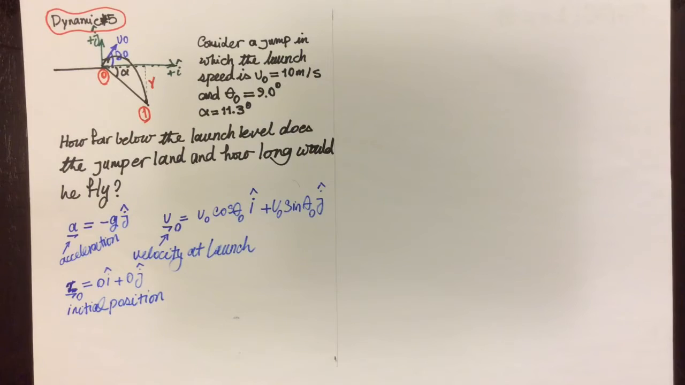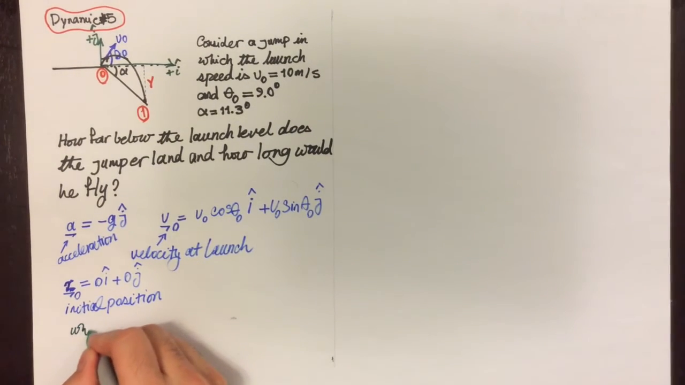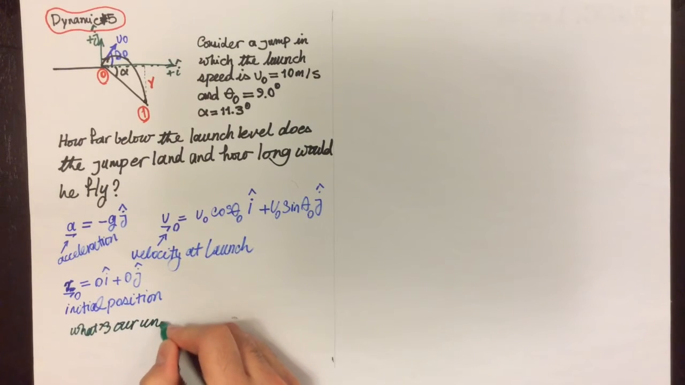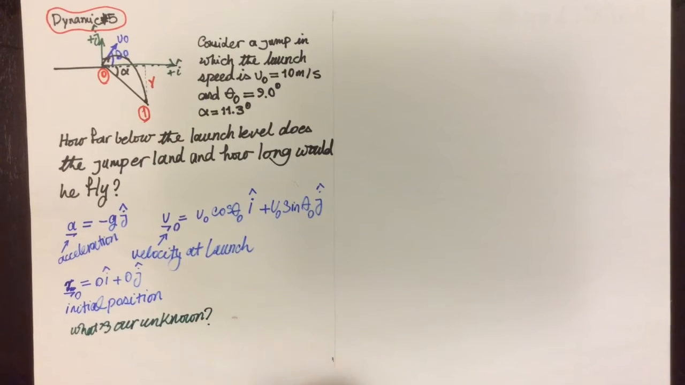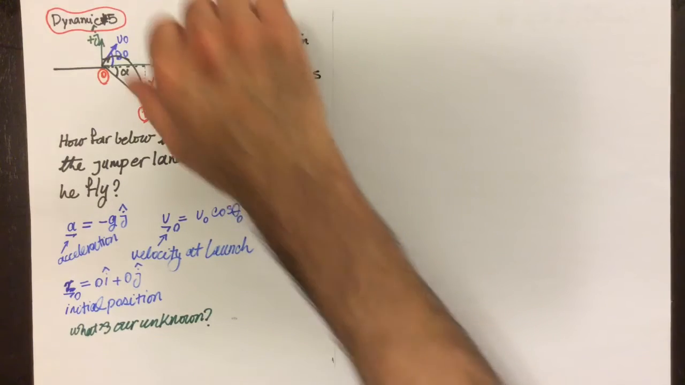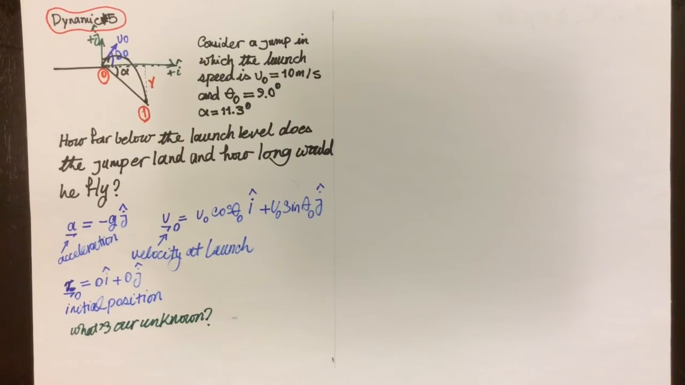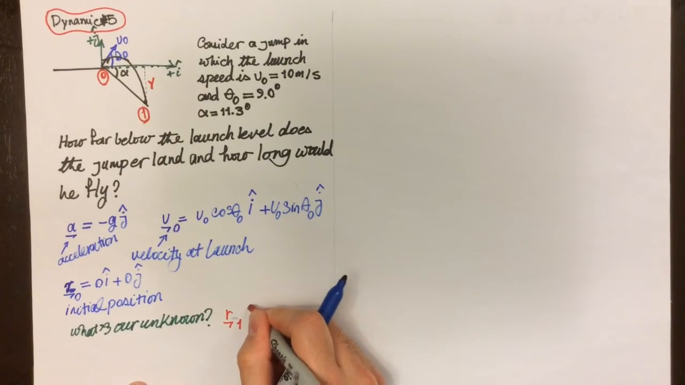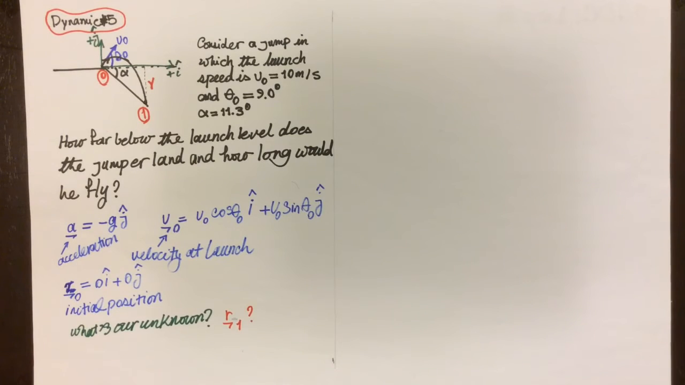All right, let's go back here. What is it that the problem is asking? What's our unknown? That's our next question. So what we did was we analyzed the problem and put the information we have into mathematical form. We know everything about initial position, initial velocity, and acceleration. What we are looking for, our unknown, is R at 1. This is unknown. And then we're also looking for the time.